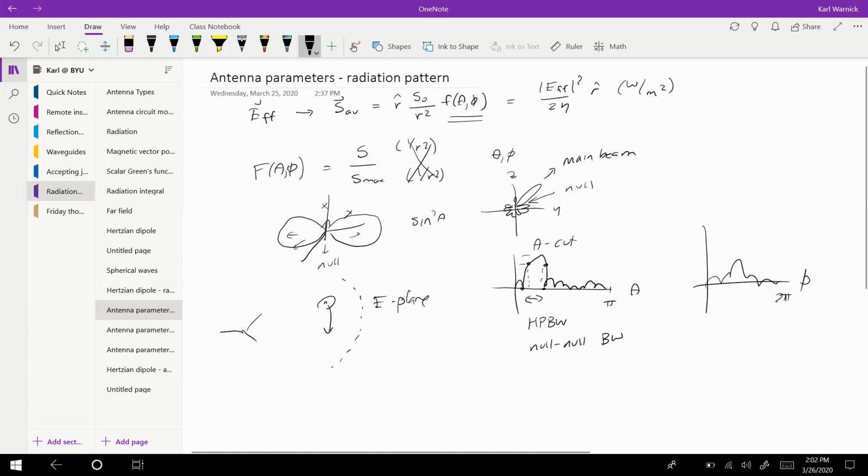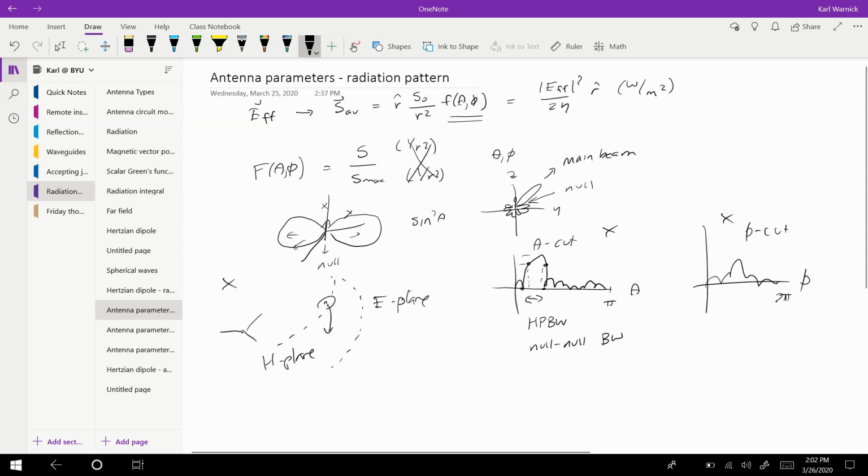If I go orthogonal to the screen, in the direction of the magnetic field, that we call the H-plane. And really all of these cuts, E-plane and H-plane, theta cut and phi cut, are just ways to transform a complicated 3D plot into something that's two-dimensional and a little easier to get a handle on. But sometimes we'll actually plot the radiation pattern in 3D using color or graphical rendering and things like that.